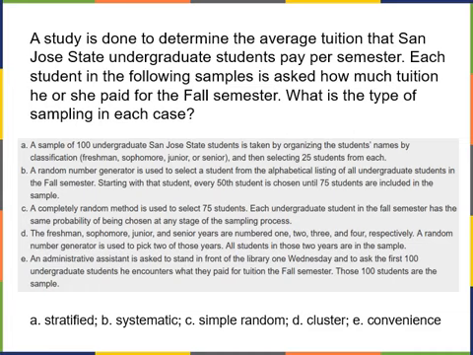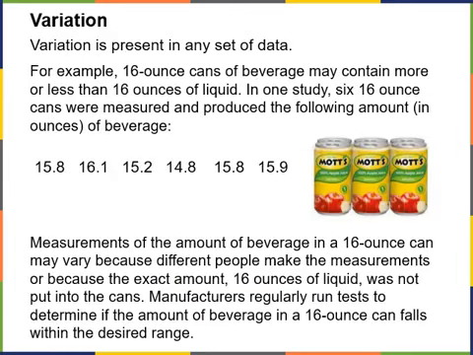And then the last one here is where your administrative assistant is asked to stand in front of the library one Wednesday to ask the first 100 undergraduate students he encounters what they paid for tuition. That is a convenience cluster. Or I'm sorry, convenience sample, not cluster. Read that incorrectly. Convenience sample. It's where we just hound people as they're coming in the door. Literally. And at college, you'll see that convenience sampling is very popular when it comes to surveys.